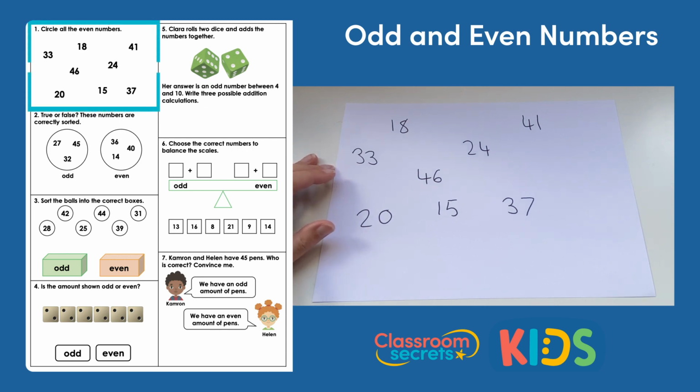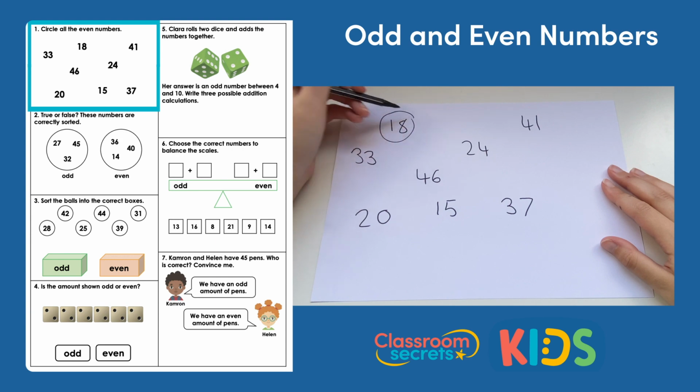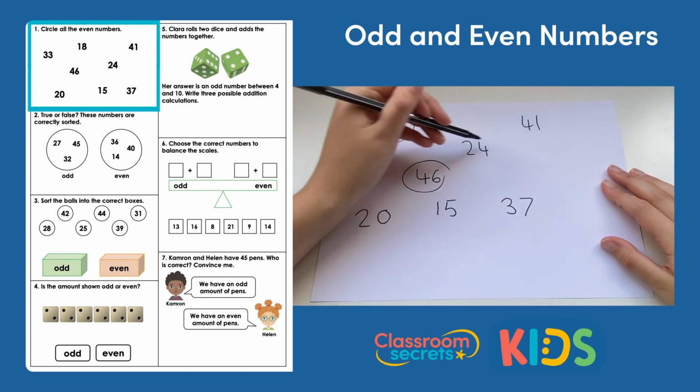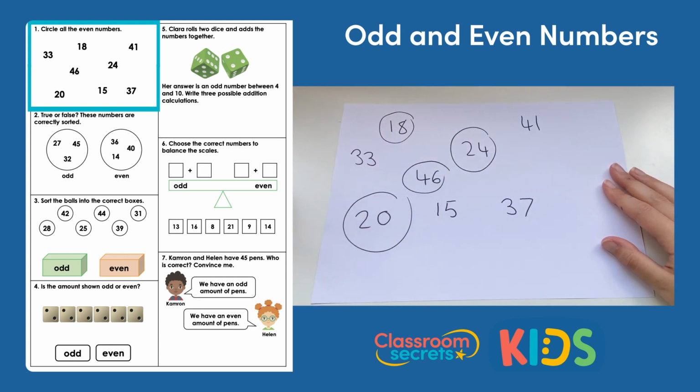So let's start with question 1. Circle all the even numbers. So we are looking for those numbers that end in digits that we can divide equally by 2. So 18, 46, 24 and 20.